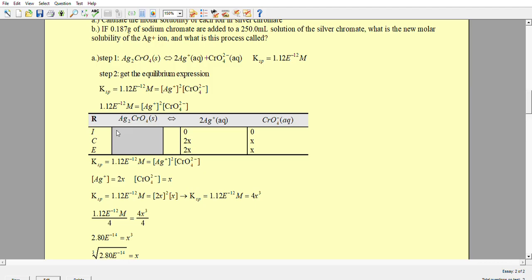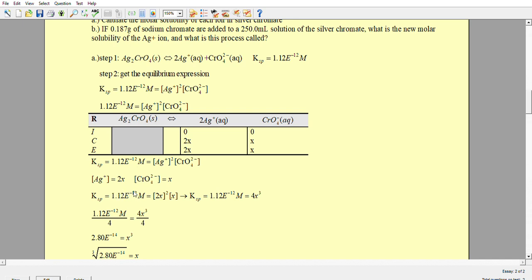Now, I don't ever tell you guys to do this, but I guess in theory, if you wanted to, you could use an ICE table. And so I did that here to show you why I'm going to use the values that I'm going to use. The solid can be completely omitted. I just have that grayed out. Don't need that at all. And since these will be produced, these should be positive values. Note how I have x times 2 to match that coefficient. So the silver ion equals 2x, and the chromate ion equals x. And those can be directly inserted into the equilibrium expression.